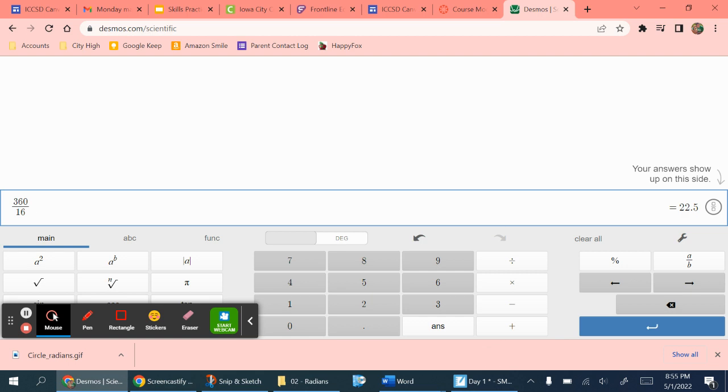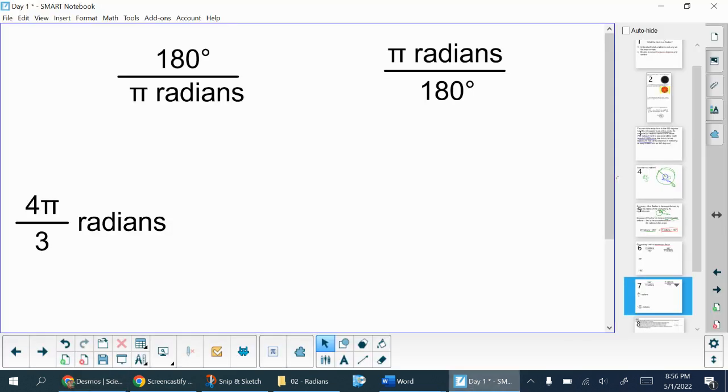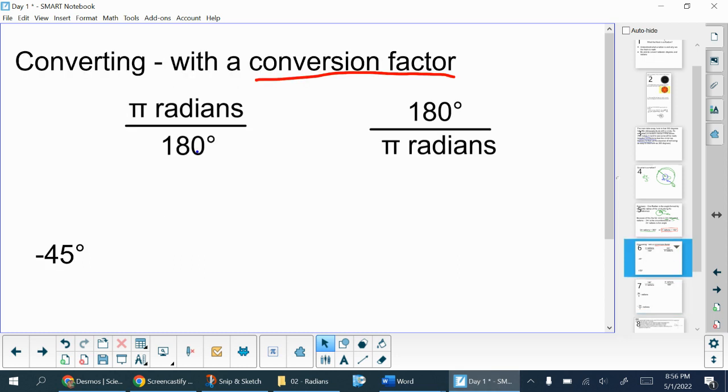Okay, so I think I got it here fixed up for us. So first one we're going to do is converting from degrees into radians.